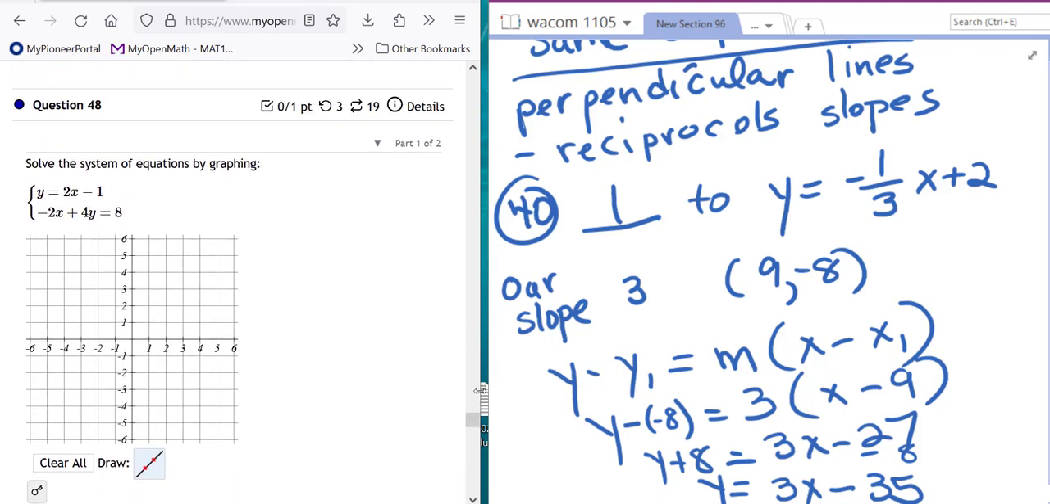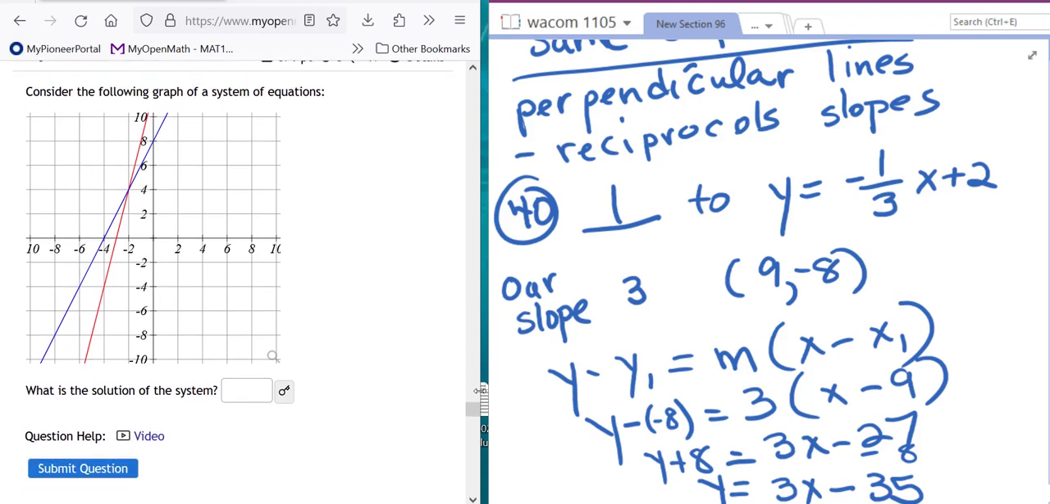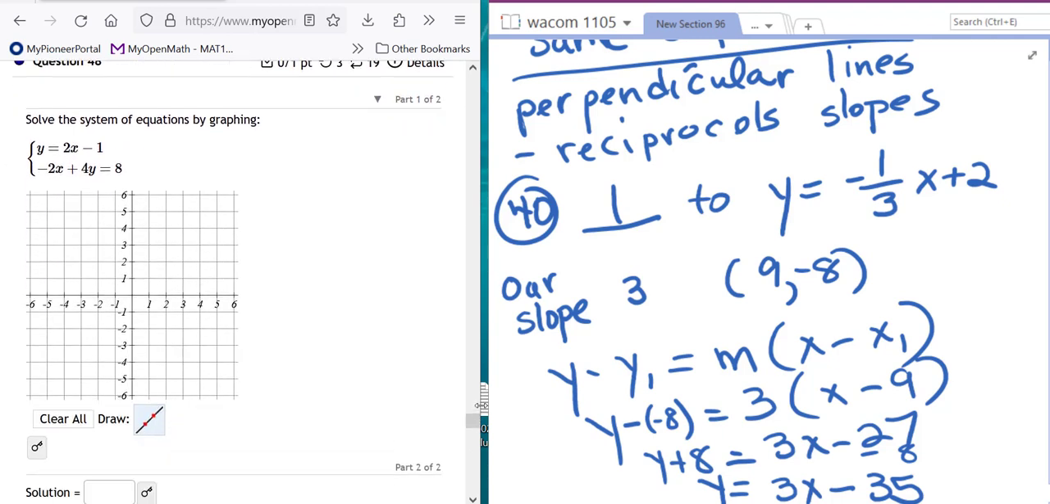All right, so that was another question with, oh, this is about systems. We did systems last time. If you have a graph, it's the point where they cross. That is one solution. If they are parallel, there is no solutions. If it's the same line, you get an infinite number of solutions. So this one has a solution at -2, 4. That is where they cross.